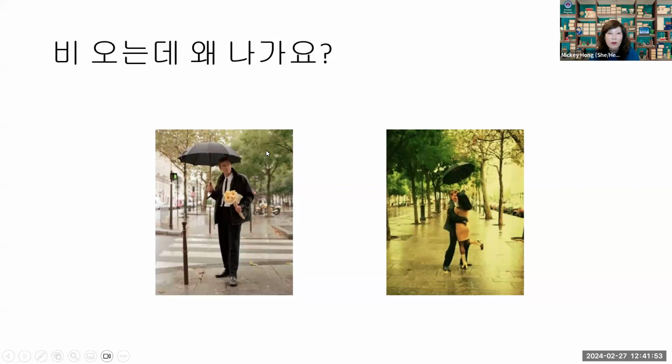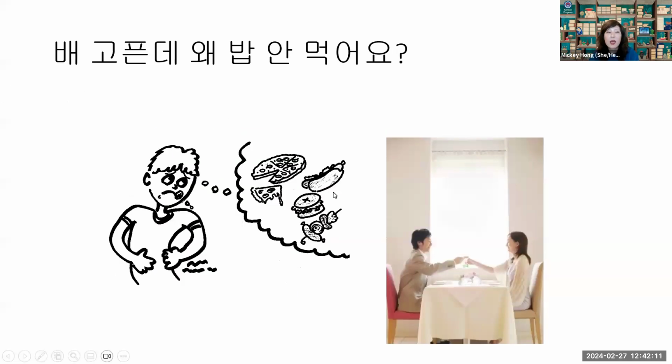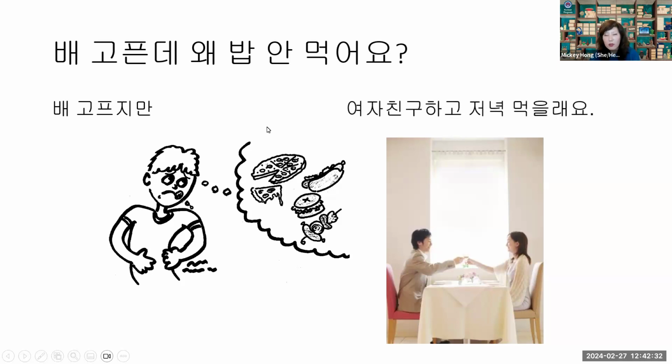비 오는데 왜 나가요? It's raining, but then why are you out? 비 오지만 약속이 있어요. But I have an engagement. I made a promise to somebody, or I have an appointment. 배고픈데 왜 밥 안 먹어요? You're hungry, but why aren't you eating? You have to always go back to the dictionary form of the verb. I am hungry, 배고프다. And then you take out the 다, and then add 지만, 배고프지만, 여자친구하고 저녁 먹을래요. I'm hungry, but I'm gonna have dinner with my girlfriend.